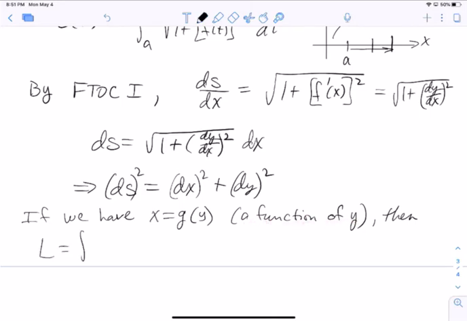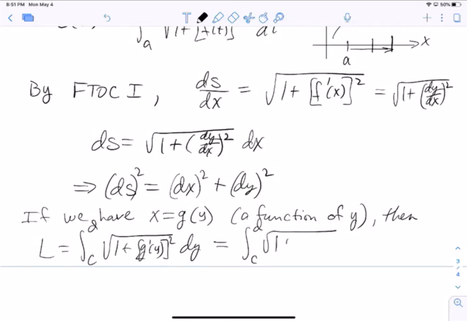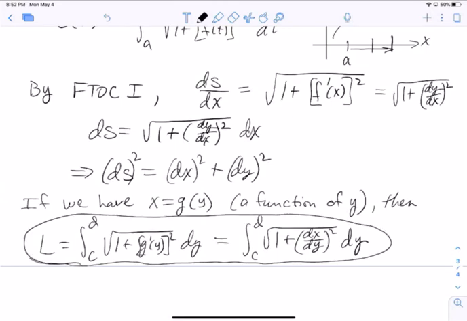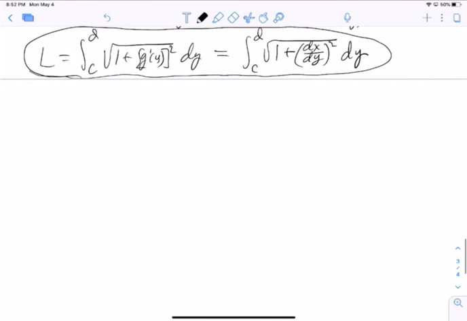So if our equation is given as x equals g of y, a function of y, then the arc length can be represented as the integral from c to d of the square root of 1 plus g prime of y squared dy, which could also be written as the integral from c to d of the square root of 1 plus (dx/dy) squared, dy. That's the derivative of x with respect to y, times dy. The point there is we don't always have to ensure that our equations are functions of x. That's going to come in handy in our next example.